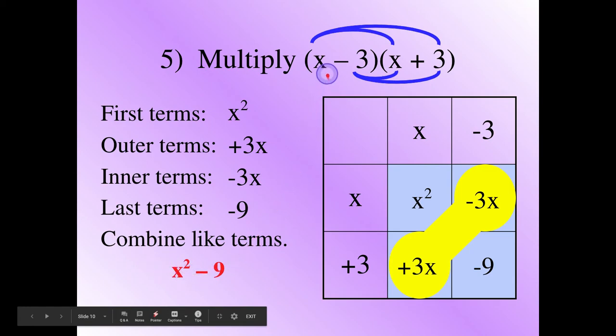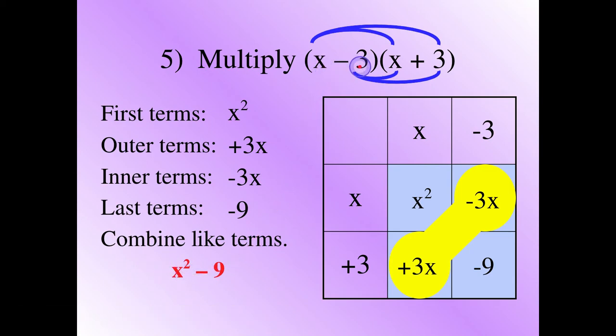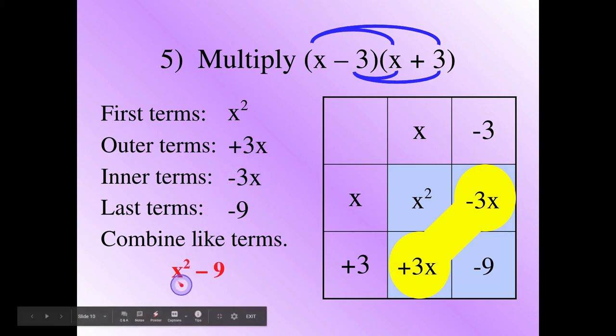So this is the formula. When you multiply the same a and the same b, so you have x and an x, a 3 and a 3, but opposite signs, the middle term will always cancel out. So you're always going to have an x squared minus 9.